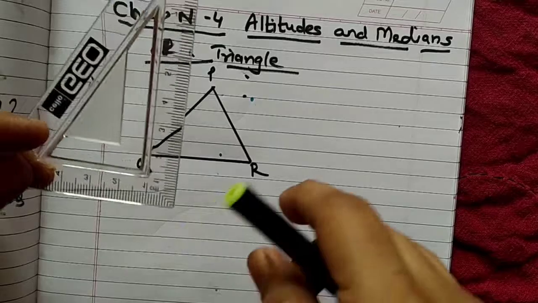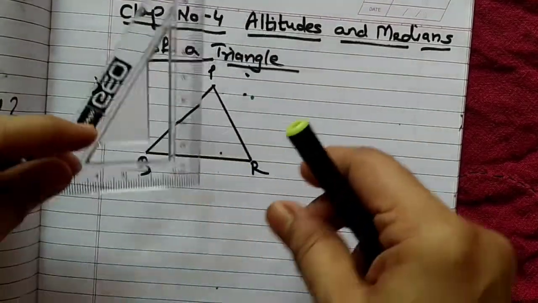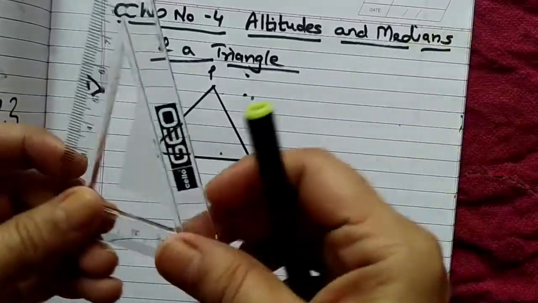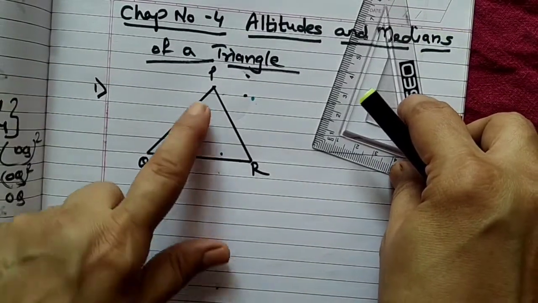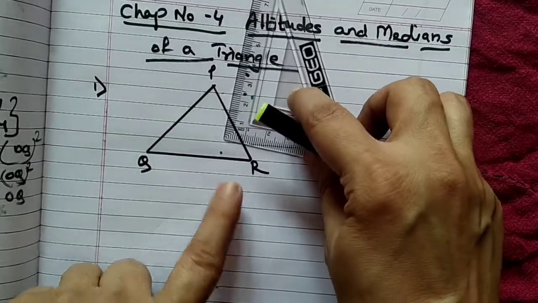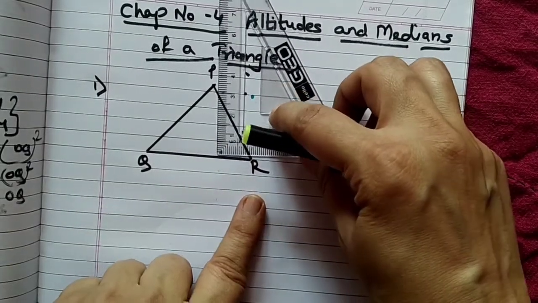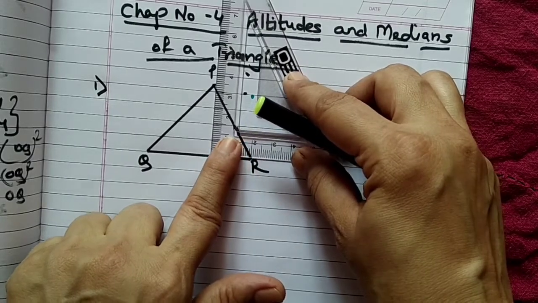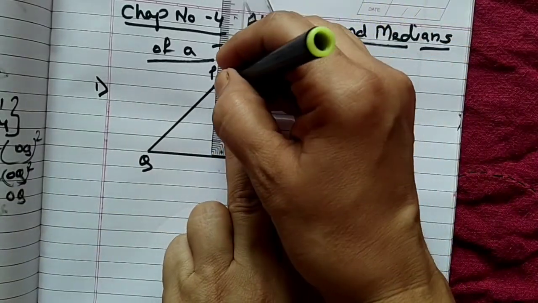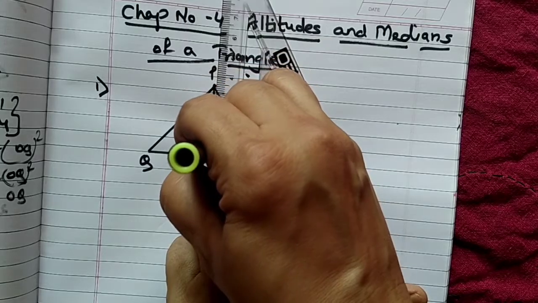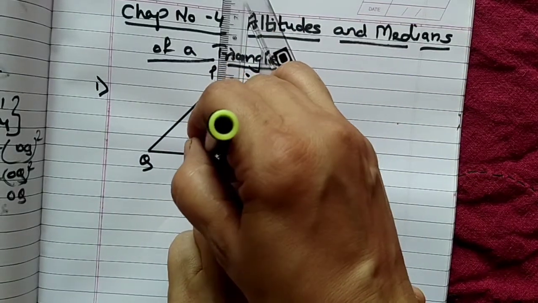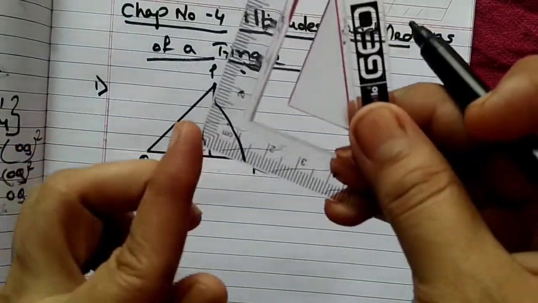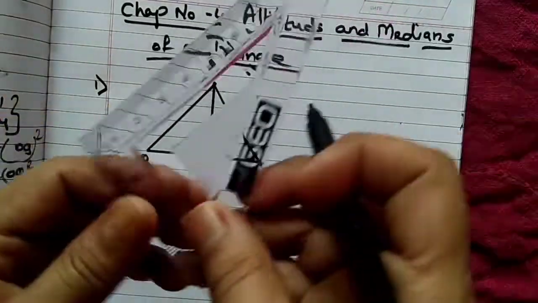Like I showed you in the parallel line sum, same way we will draw a perpendicular. If I want to draw a perpendicular from P to QR, I will keep my set square on QR and I will slide it till I come to P. Okay, see P. And I will draw this perpendicular, that is it makes an angle of 90. Why? Because this angle here is 90 degrees, that's why.